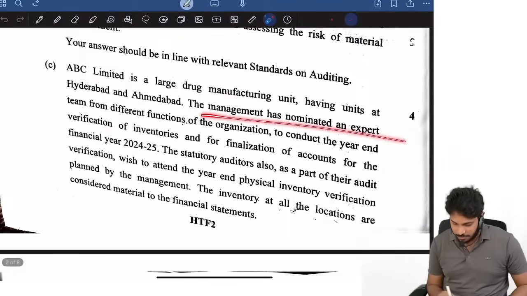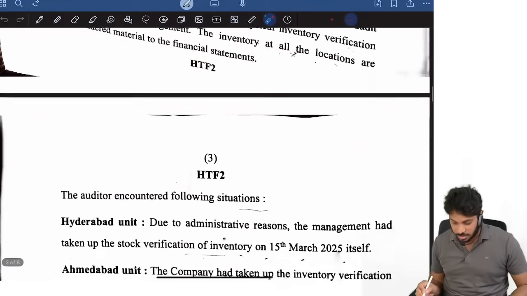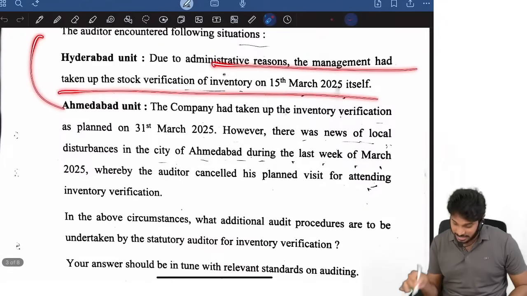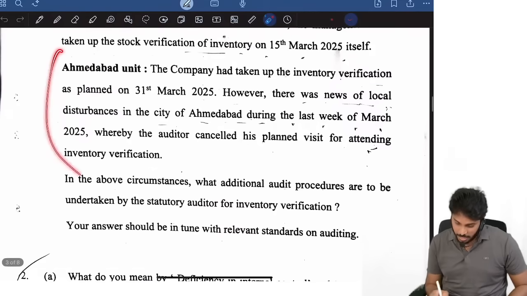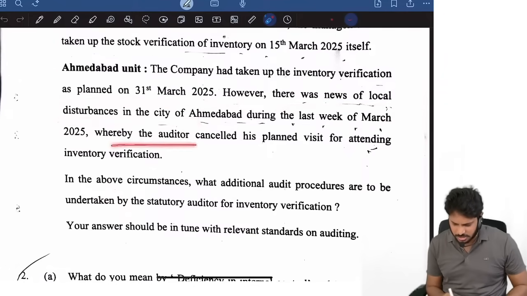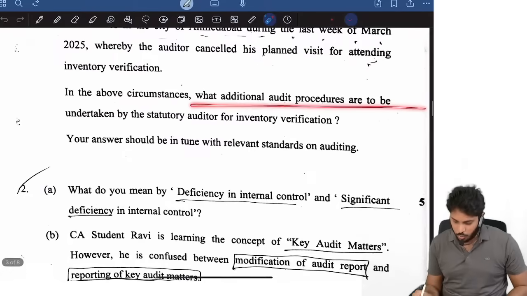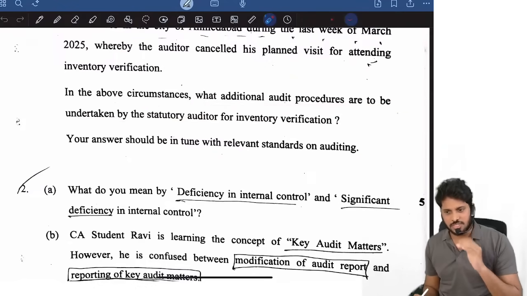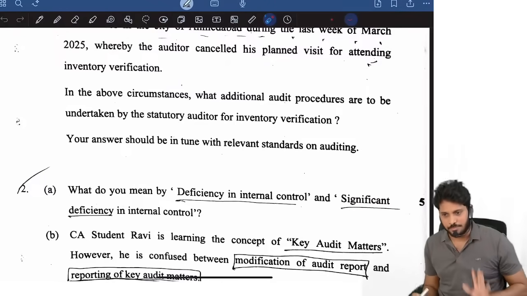ABC Limited, the statutory auditor, as a part of their verification, wishes to attend physical inventory. The inventory at all locations is considered material to financials. The auditor encountered the following situation: Hyderabad, due to administrative reasons, the management has taken up stock verification on the 15th itself. Ahmedabad unit planned on the 31st. However, there was news of some disturbances in the city, whereby the auditor cancelled. In the above, what additional procedures? I think straight questions only. If at all inventory verification is not there on the balance sheet date, what can be done?